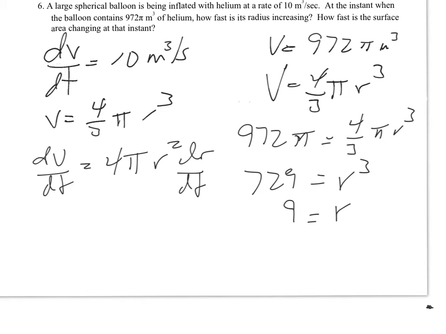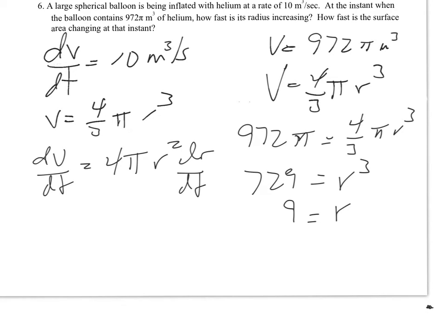Okay, so picking up where we were in class, we know with this spherical balloon we have a volume formula here, and they told us that the volume is equal to 972 pi meters cubed. They told us that the balloon is being inflated, so that is our dV/dt right here. When we set our volume equal to a volume formula, we're able to then solve for r. So we set 972 pi is equal to 4/3 pi r cubed.